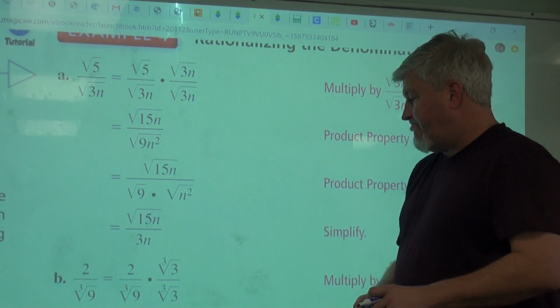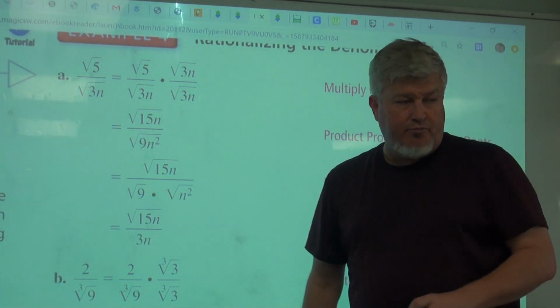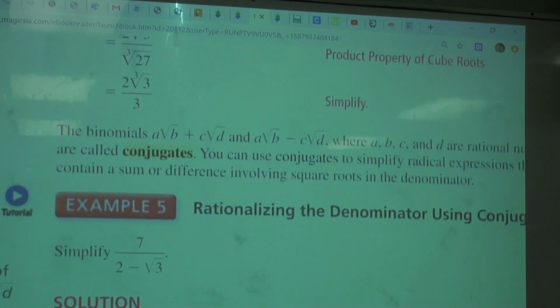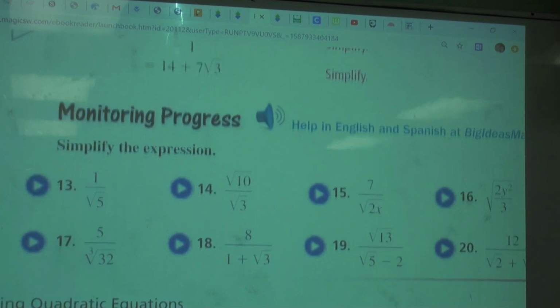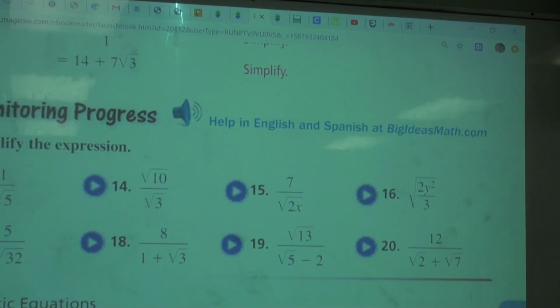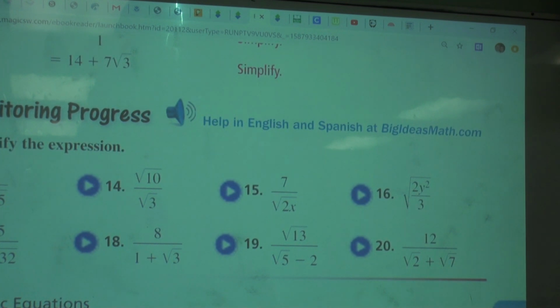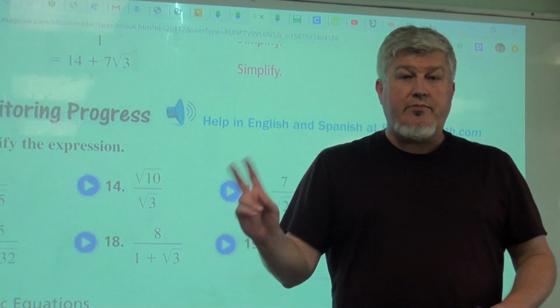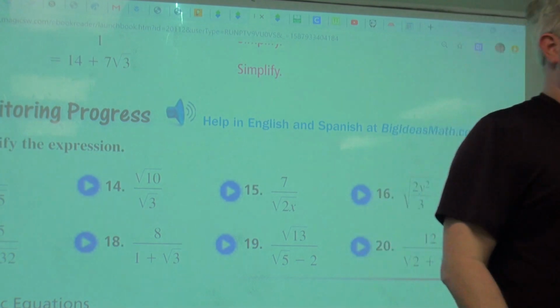They do the same thing with the cube root. It's just a repetitive thing. We're not going to do conjugates. That's a complexity I don't want to get into right now. So what I'd like you to do is 13 through 16, the top row. Last thing I want you to do. Go ahead and pause here, work on those, and we'll be right back.